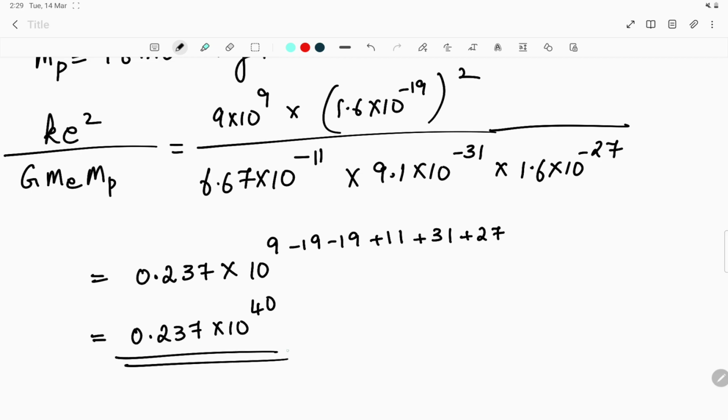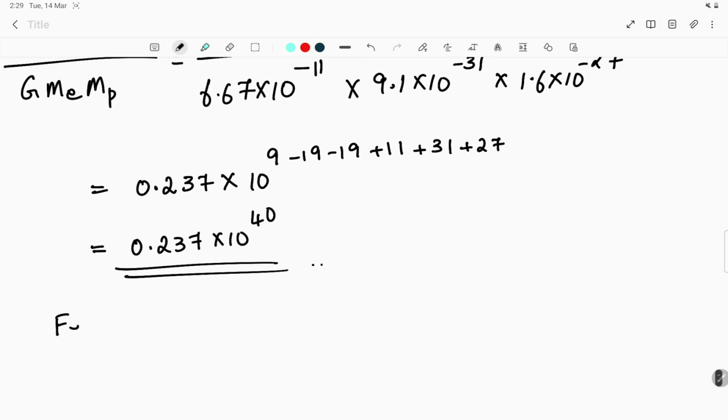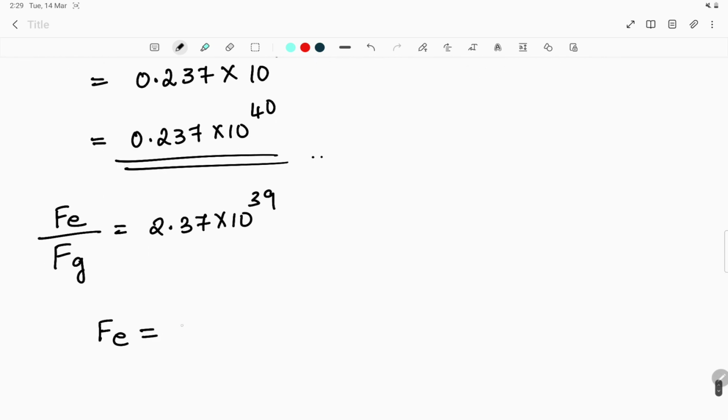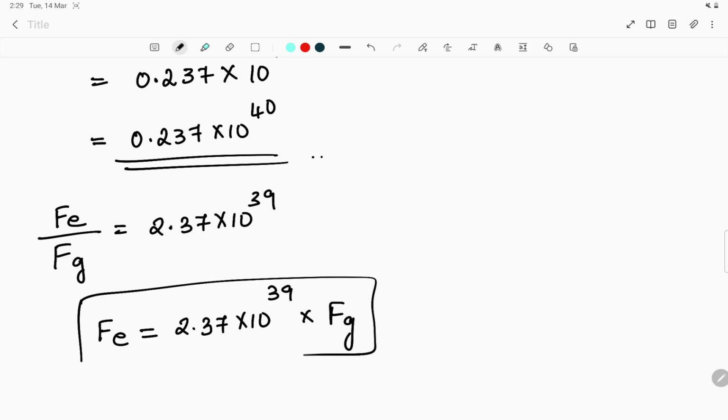The ratio is this. Now what does this mean? Like we did in the first method of solution, it is actually force due to electrostatic divided by force due to gravitation, which I can write as 2.37 into 10 to the power of 39. What does it indicate? That the electrostatic force is 2.37 into 10 power 39 times the force due to gravitation. So it is about 10 to the power 40 times larger than the gravitational force.